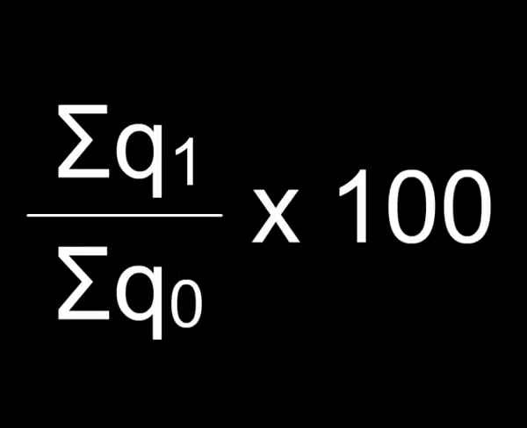Some elementary statistical methods are used in geography. They are index number. An index number is a statistical measure designed to show changes in a variable or a group of related variables with respect to time. The simple aggregate method is most commonly used. It is obtained using the formula sigma q1 divided by sigma q0 into 100.